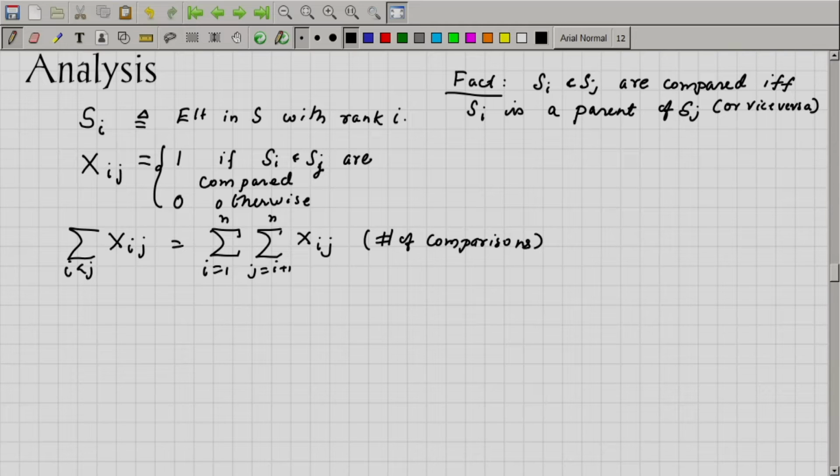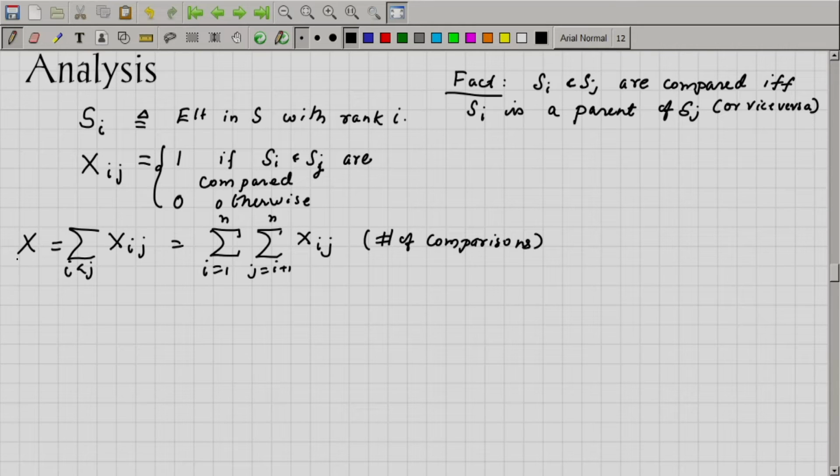Okay, if they fall in distinct subtrees, they are not going to be compared. If one element is a parent of the other, that is the only case in which they will be compared. So, now this is when Xij is equal to 1. Let us call this number of comparisons x.